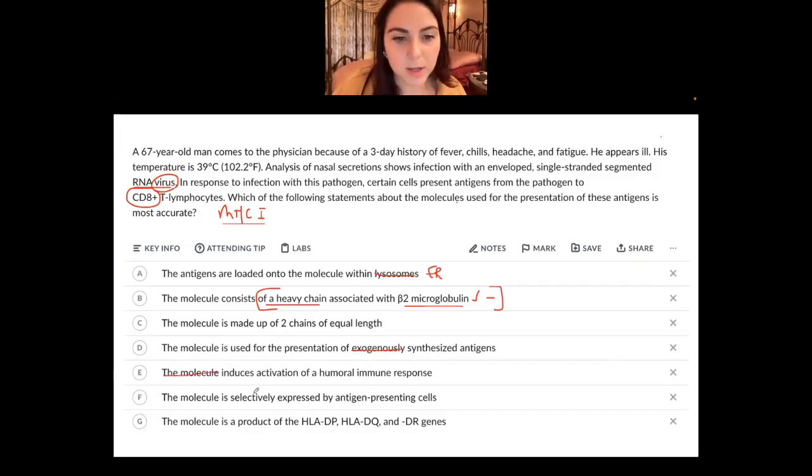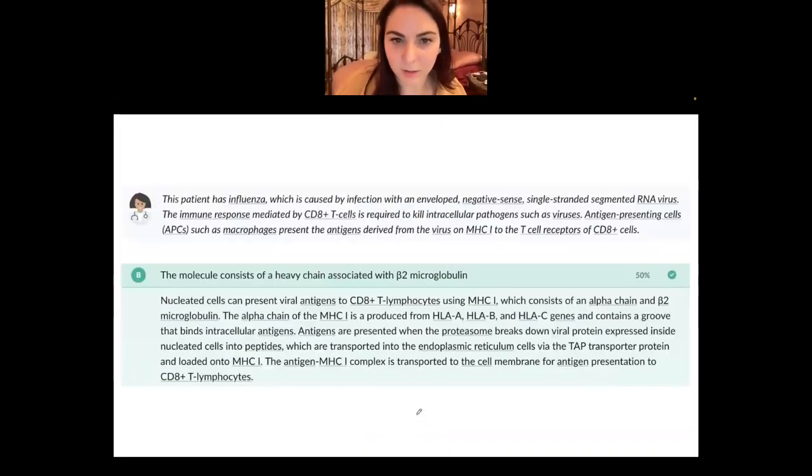This molecule is selectively expressed by APCs. That's MHC class 2. Remember, those are the 3 APCs: dendritic cells, macrophages, and B cells. And with MHC class 1, all of the HLA genes are one letter. MHC class 1, one letter. So it's actually going to be A, B, and C. DP, DQ, and DR are for MHC class 2. So this one is B, and we just went through why all the other ones are wrong.